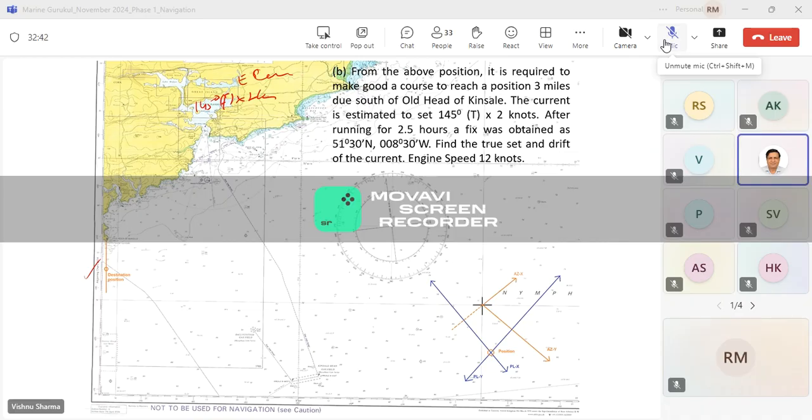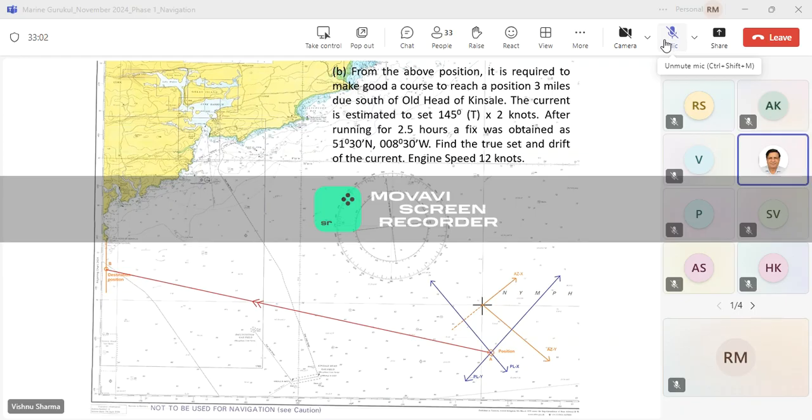So, guys, when you start from this position and you have to reach the destination, if I join them, what will I get? The direction will be the course made good, and the distance to be made good. Fantastic. Now, master says, what course should I steer?